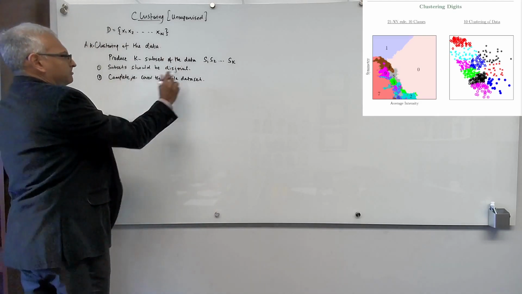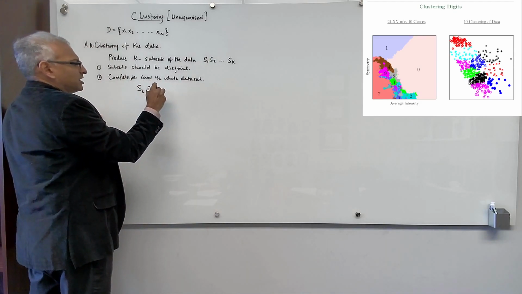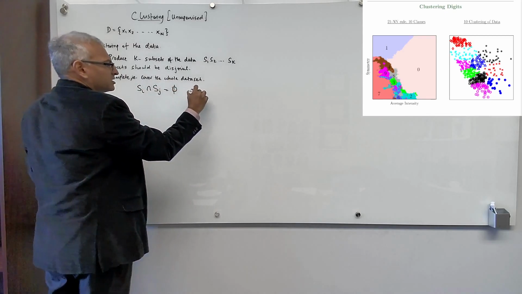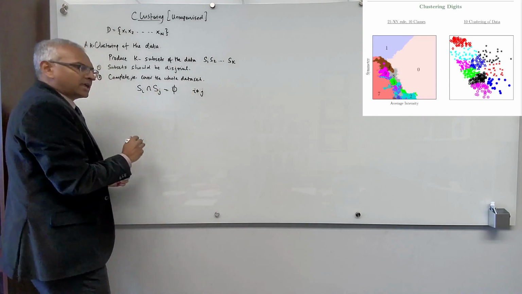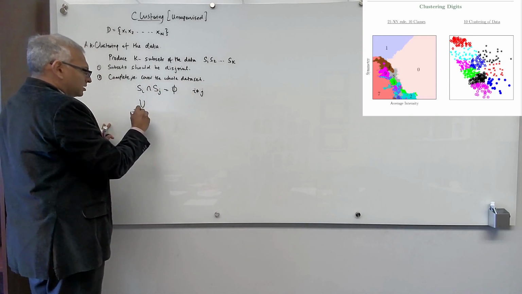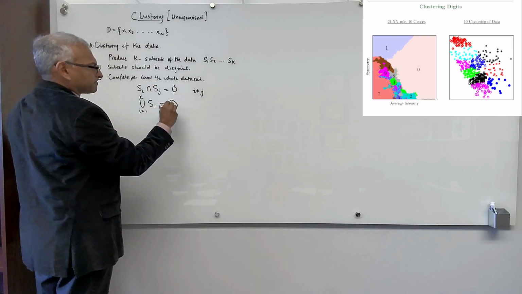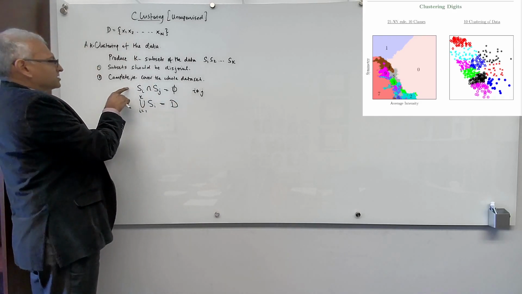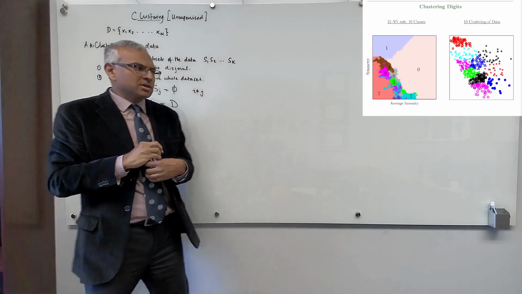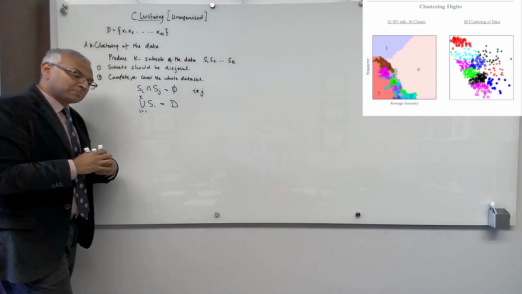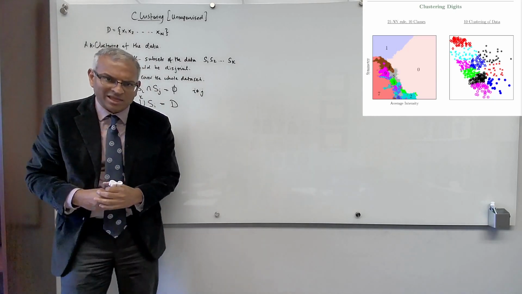So what this means is that your subsets Si intersection Sj should be empty if i is not equal to j. That means that they're disjoint. And the union from i equals 1 to k of Si should equal your data set D. So this is condition 1, this is condition 2. And so that's it. Output a set of clusters. And you look at me and say, well, that's trivial. I'll just partition the data randomly into k subsets.